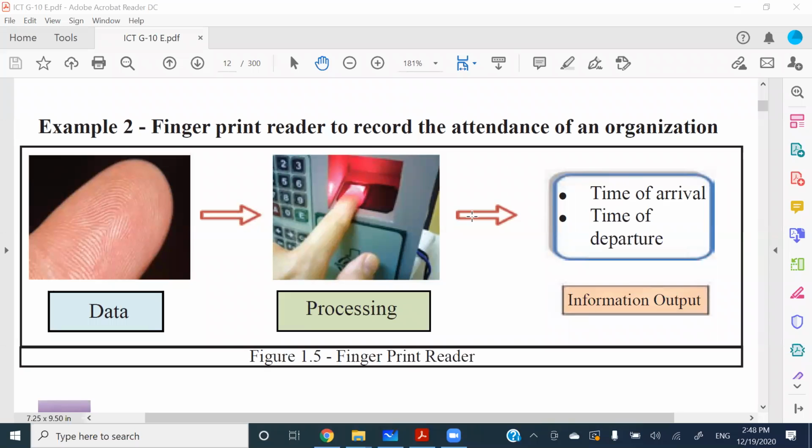If it is okay, then the time of arrival will be recorded. Since this is an attendance system, when someone puts in their finger in the morning, it is recorded as the arrival time. And when someone puts in the finger the second time in the day, it is considered the departing time.